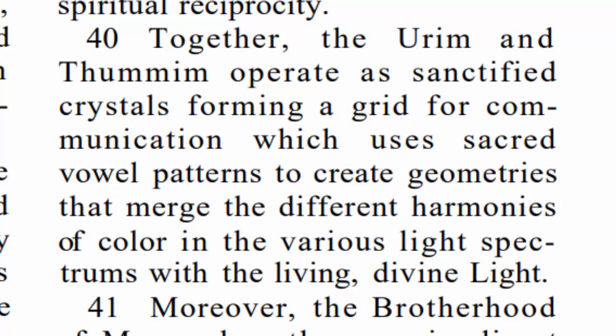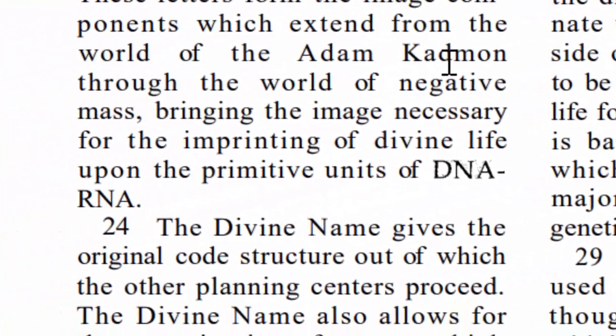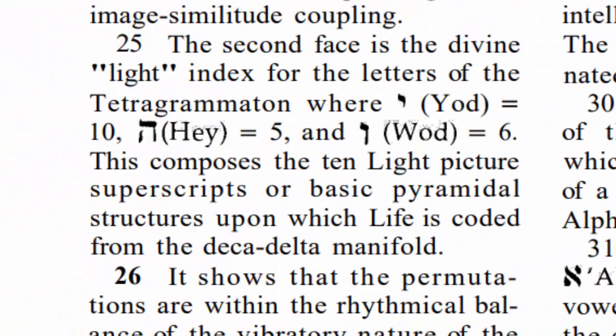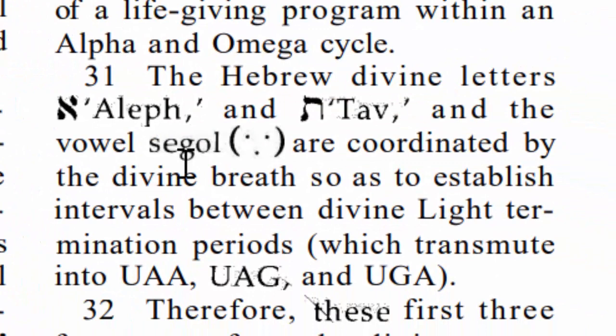It says, together, the Urim and Thummim operate as sanctified crystals forming the grid. And we read this earlier about the crystals being sanctified using the sacred vowel patterns. So let's look that up. Over here in Key 202 is talking about the sacred letters. Verse 25 is talking about the Yod, Hey, Wad, Hey, which would be the Tetragrammaton. And then over here in 31 is talking about the Aleph and the Tav, which we all recognize as being very powerful letters.